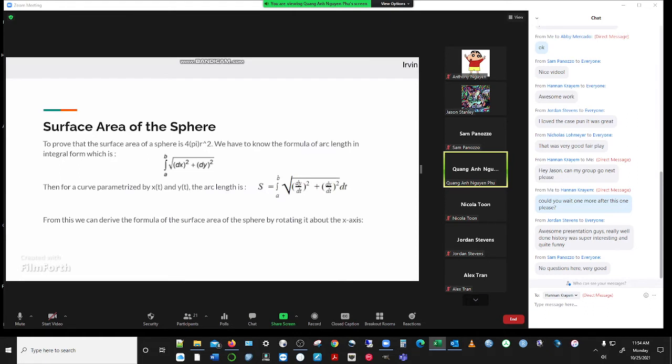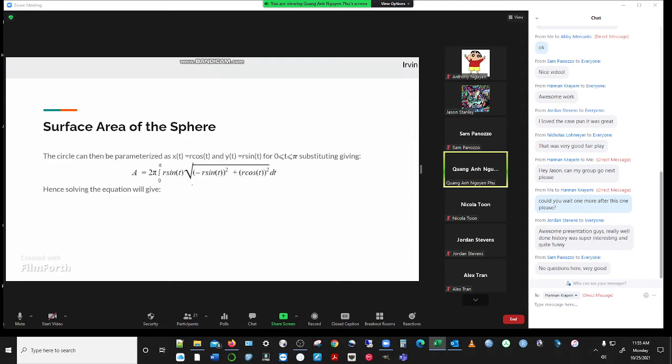We will now move on to the equation of the surface area of the sphere. To prove that the surface area of the sphere is 4 pi r squared, we first need to know the arc length of a line in integral form. For the equation of a semicircle, the integral is to integrate from b to a of the square root of dx squared plus dy squared as shown. Then we can get the formula of the surface area of a sphere by rotating about the x-axis, which gives this formula. The circle is then parameterized and substituted in, giving it this equation. Hence, solving this equation will prove our statement.